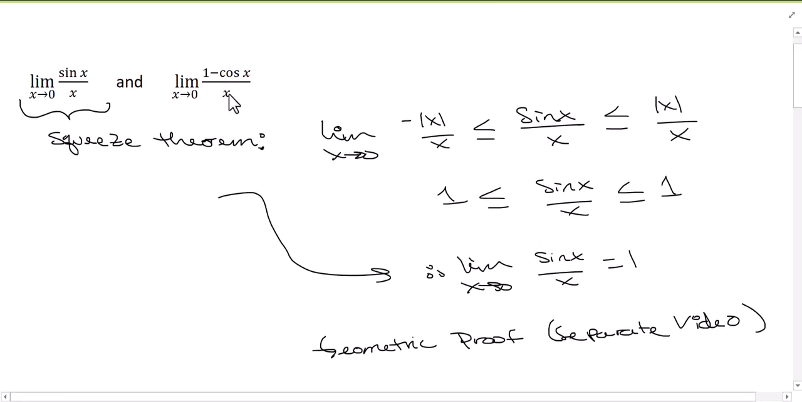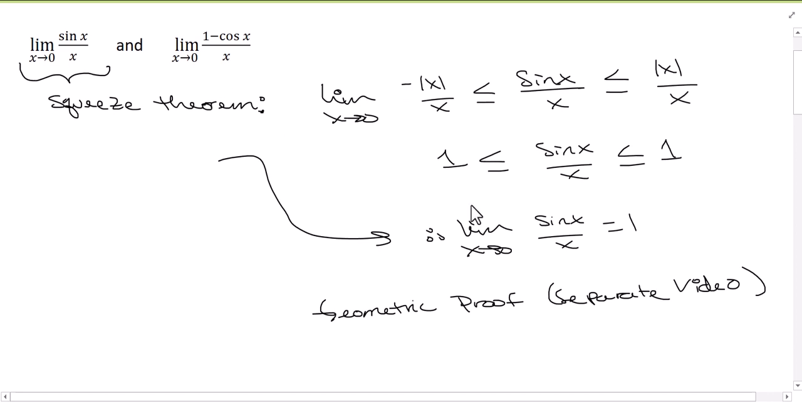It's just more of an enrichment type of concept when I record the geometric proof for why the limit as x goes to 0 of sine x over x is equal to 1. And I should have really used my limit notation here. The limit as x goes to 0 is between 1 and 1, so it must be 1.